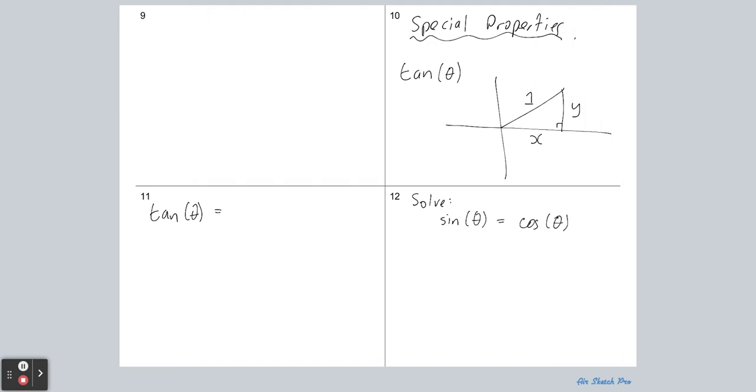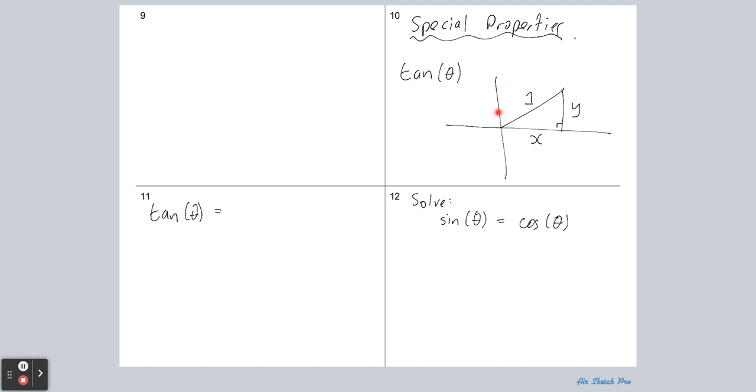Hello, this is the second video of a special properties video. The last one was on complementary angles. This one is on something called trigonometric identities. There are a bunch of identities, but we only have to look at two this year. An identity is an equation that we can use to help solve complicated problems by making them simpler by using the identity. It'll make sense as I go through.